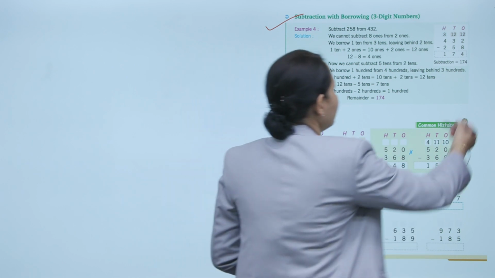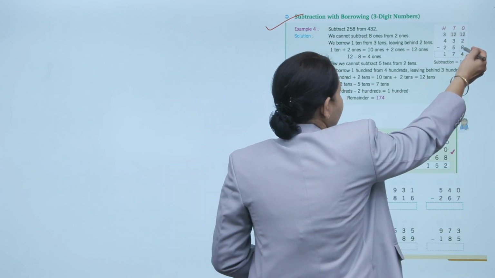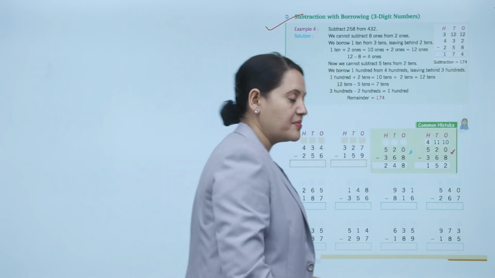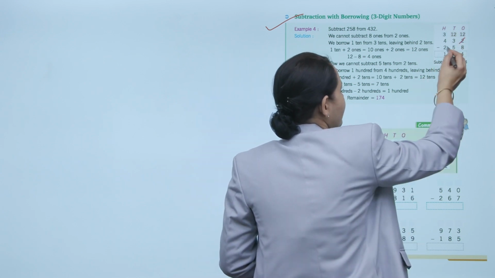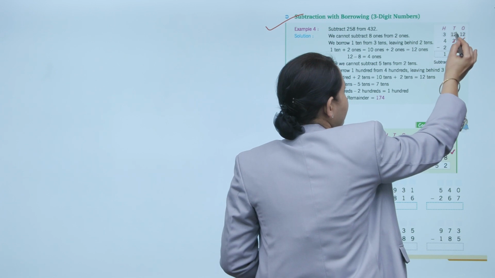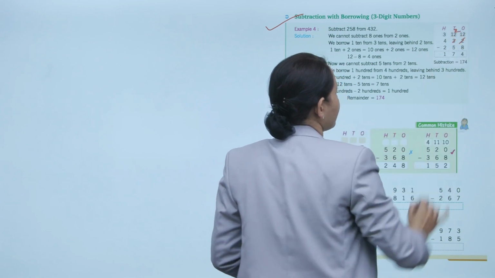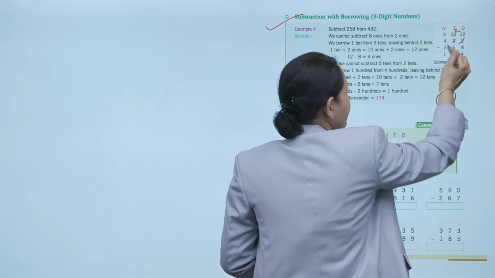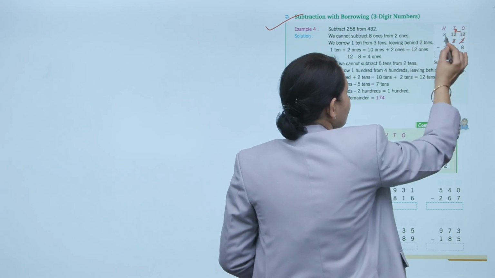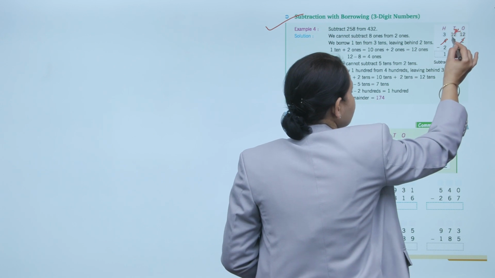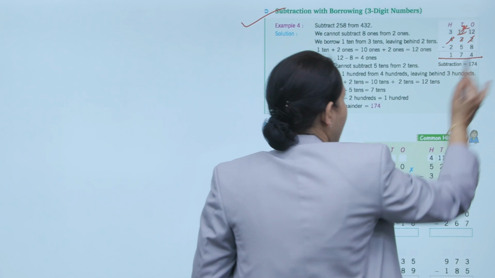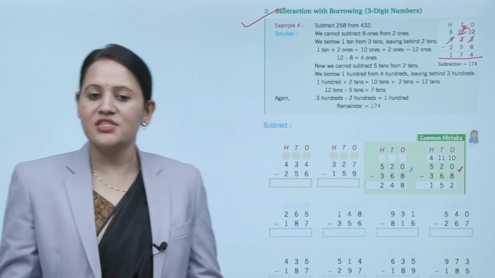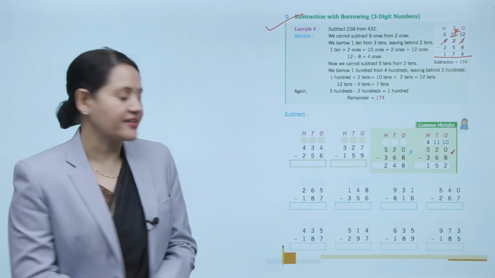So we'll start from ones. We have to subtract 8 from 2. That's not possible. So we'll borrow from tens position. It will become 12. And here it becomes 2. 12 minus 8, that is 4. Now we cannot subtract 5 from 2. So we'll borrow from here. It becomes 3 and becomes 12. 12 minus 5, that is 7. 3 minus 2, that is 1. Answer is 174.